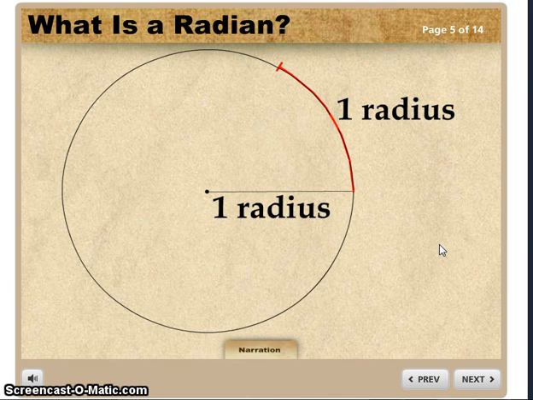A radian is the measure of the central angle subtended by an arc equal in length to the radius of a circle.